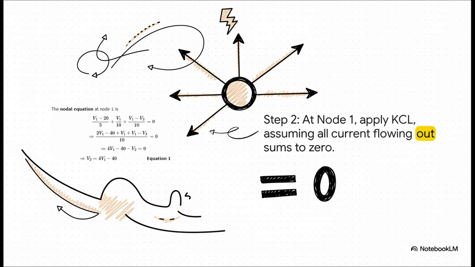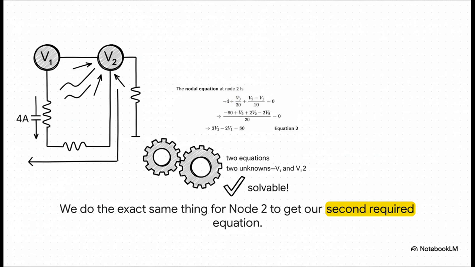All right, on to step 2. At our first node, V1, we use that KCL rule we just talked about. We're going to write an equation assuming all the currents are flowing out of V1. And because current can't just disappear, the total of all those currents has to equal 0. This one simple idea gives us our first big equation, which connects V1 and V2 together. Now let's just hop over to node 2 and do the exact same thing. We write out another equation for all the currents leaving node 2. You'll notice that 4 amp source is flowing in, so we just treat it as a negative outgoing current. And just like that, we have our second equation.